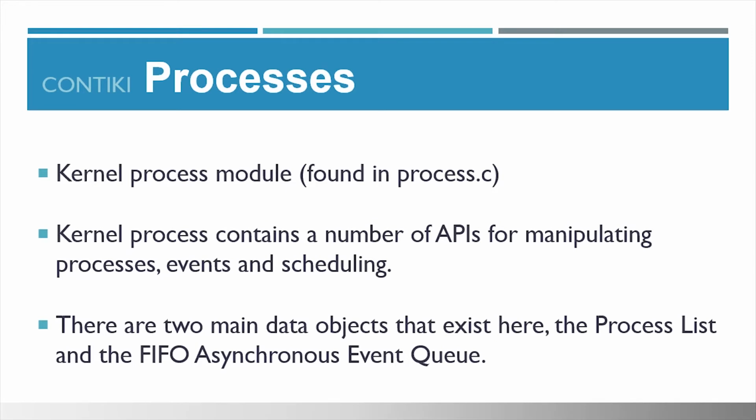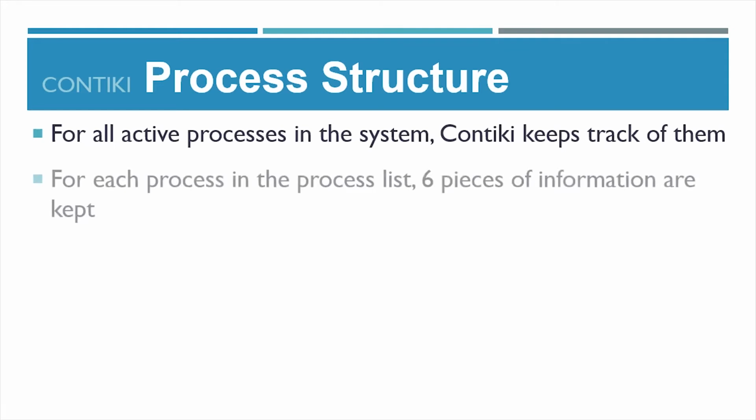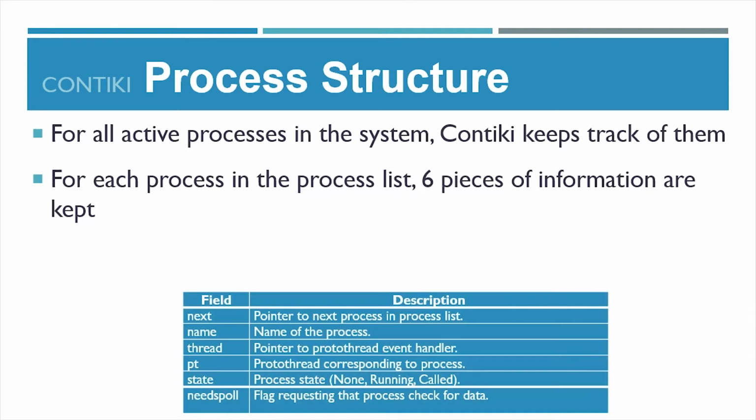Let's talk about the process structure in Contiki. For all active processes in the system, Contiki must keep track of them so that they can be scheduled when events arrive, restore context when they are blocked, and know what state they are in at any time. For each process in the process list, 6 pieces of information are kept, as specified in the table below. Within the kernel's process structure, you can see that we have the next, which is a pointer to the next process in the process list.